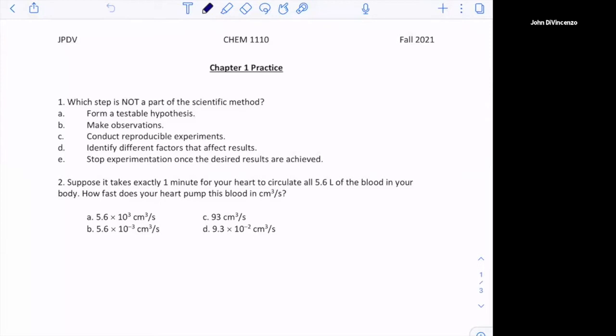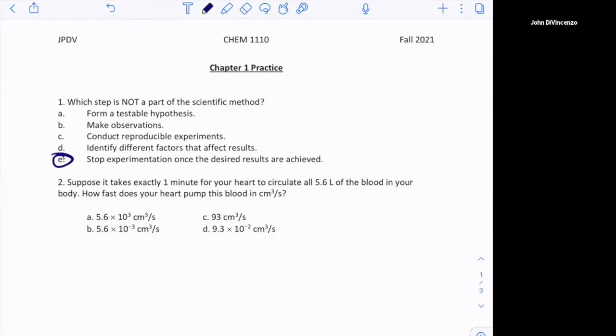Which step is not part of the scientific method? What do you think about this one? Say B as in boy, E as in Eric. Stop experimentation once the desired result is achieved. Do you agree? It's true, right? That's the one we want.